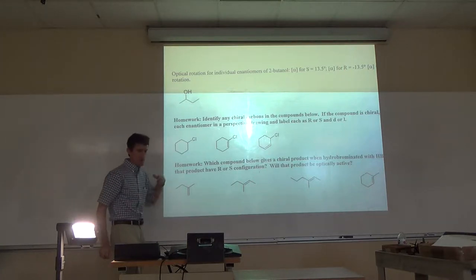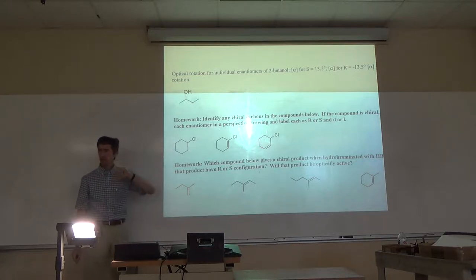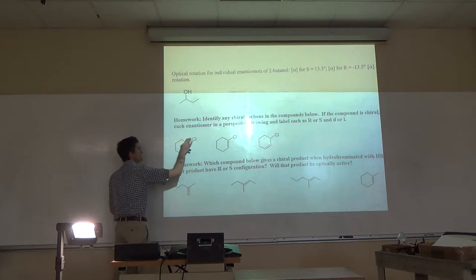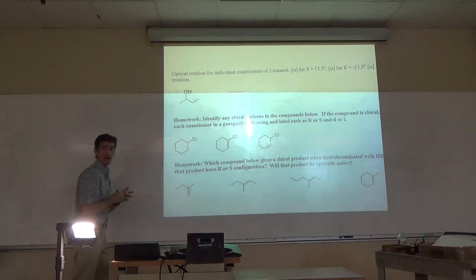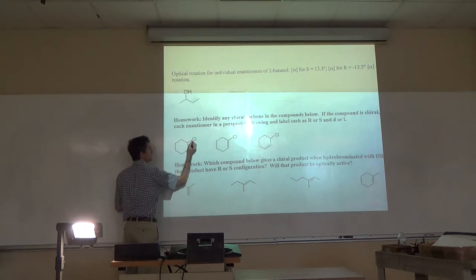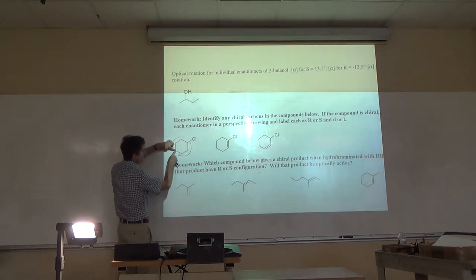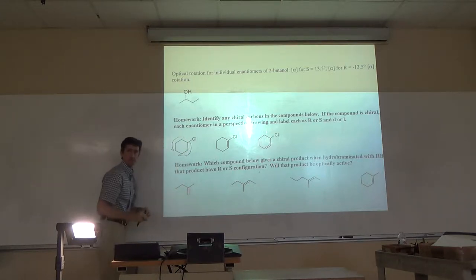Identify any chiral carbons in the compounds below. Here, any chiral carbons? Looking at these rings in particular, sometimes these give some questions. Are any of the carbons in the ring chiral? How about this one? Is it a tetrahedral carbon with four different substituents? No. It's got a chlorine, it's got an H, but this way and this way is the same. There's no distinguishing if you go this way or this way. There's no chiral carbon there.